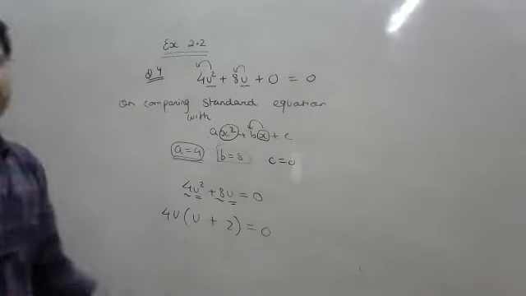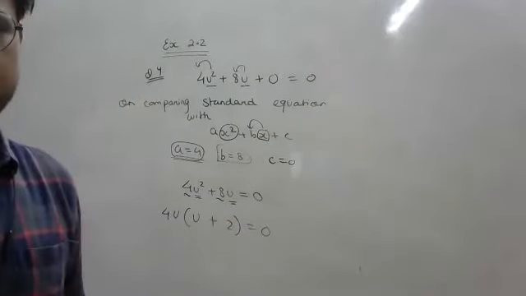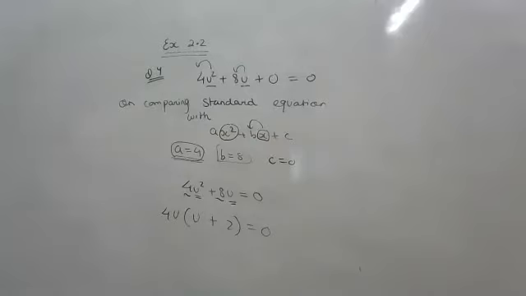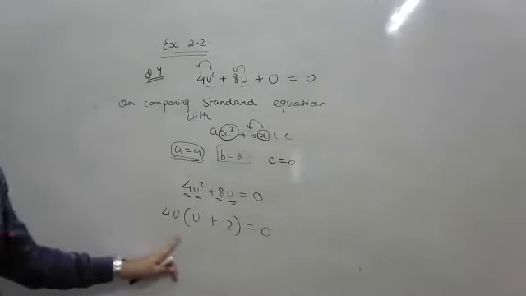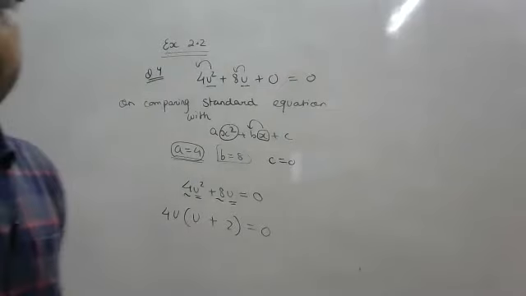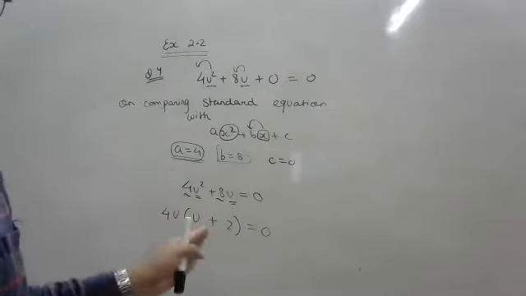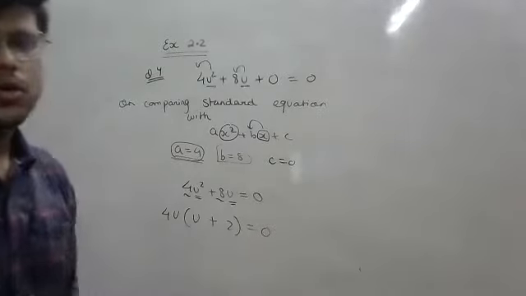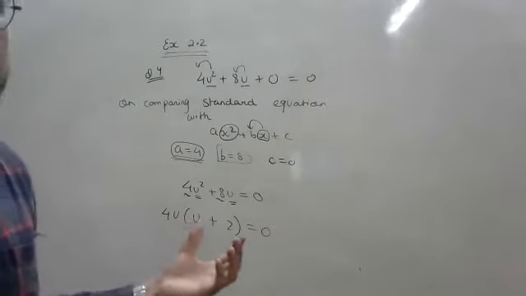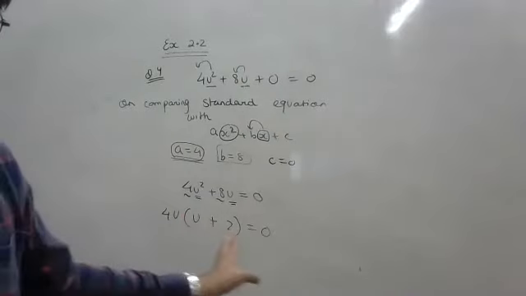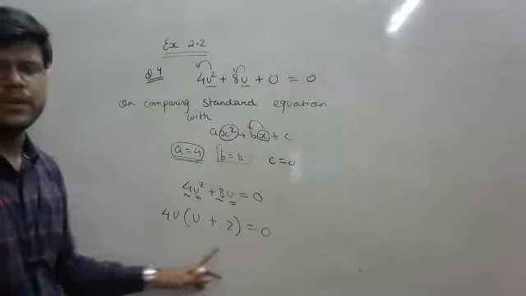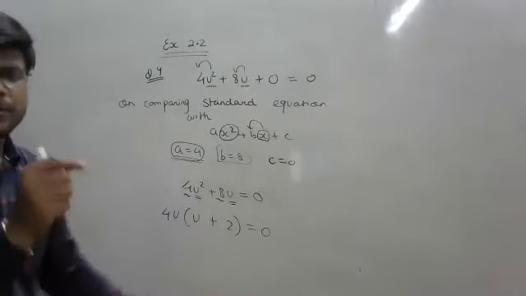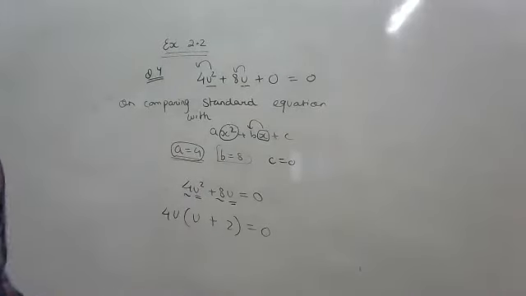Now you need to understand what is happening here. Most of the students know the next step, but they don't know the reason. Please understand, here 3 things are in multiplication: 4, u and u plus 2. They are in multiplication, 4 into u into u plus 2, and the overall answer is 0. Multiplication of numbers will only be 0 if one of them is 0. If one of them is 0, only then this could be possible, right? The product of numbers is 0 only when one of them is 0. There is no other way.